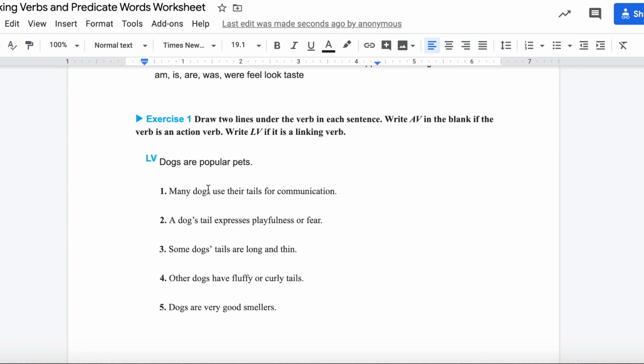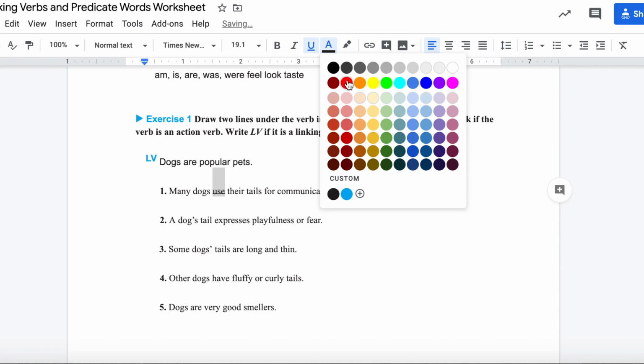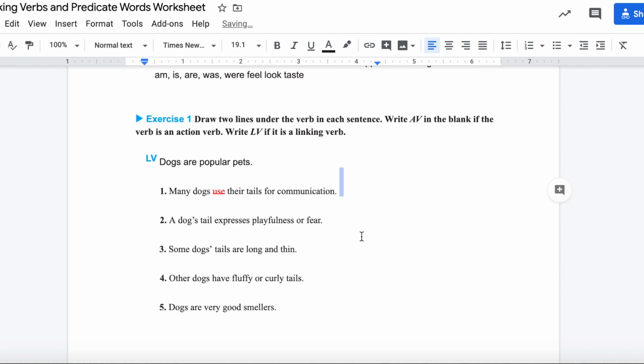Dogs, right? Dogs do what? We need to make sure that we're identifying what the verb is. So dogs what? What can dogs do? They use, okay? So use would be the verb. So what I'm going to do is I'm going to underline it. Okay, we can't really double underline here.